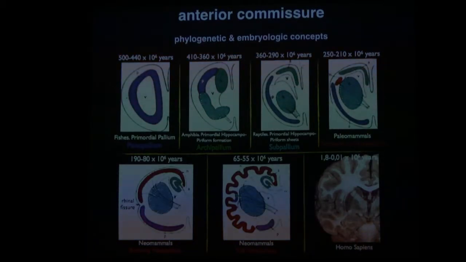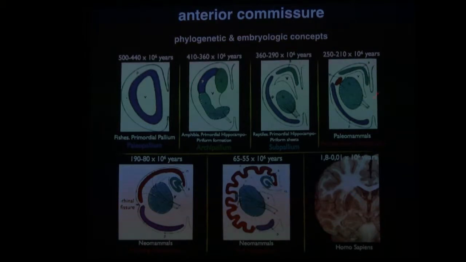This is a phylogenetic study slide. It's quite a tough slide, but it's interesting to know that the anterior commissure is the oldest commissural fiber system in phylogenetic terms. In fact, 500 million years ago, the fishes developed a very rudimentary central nervous system, and the main commissural fiber system between both rhinencephali was the anterior commissure, and this is kept nowadays.